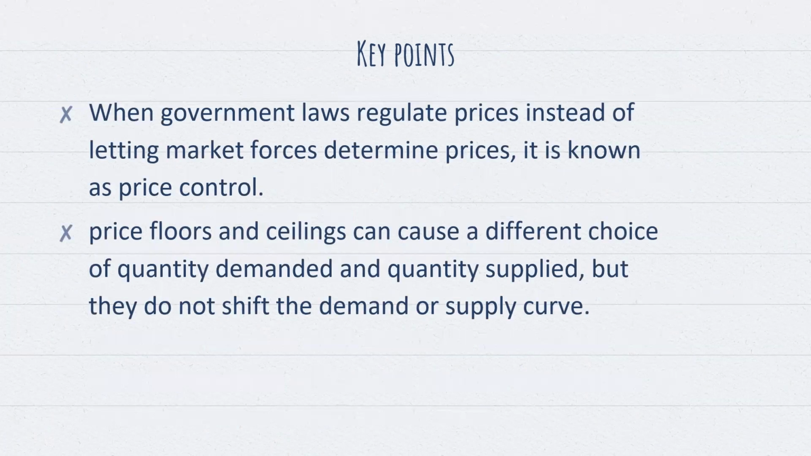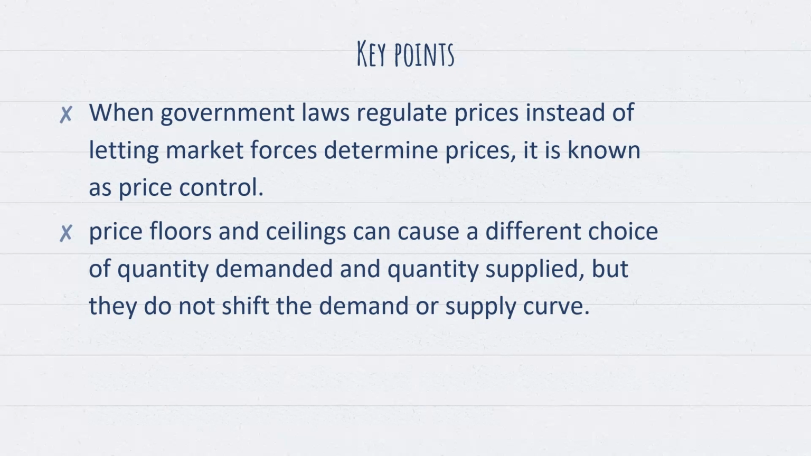So the key point is that governments regulate prices. Instead of letting market forces determine the prices, as I said earlier, we let the supply and demand curves decide the price and quantity they settle at, and we call that point the equilibrium price. But sometimes the government might interfere through laws and regulations, through the price mechanism, through price control, instead of letting market forces determine prices. We call this price controls.